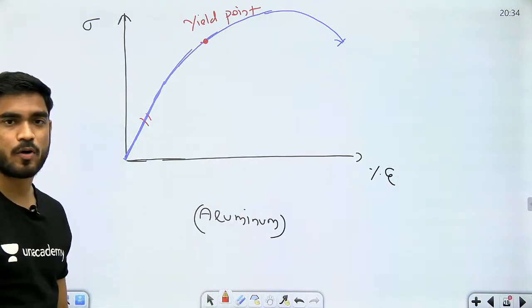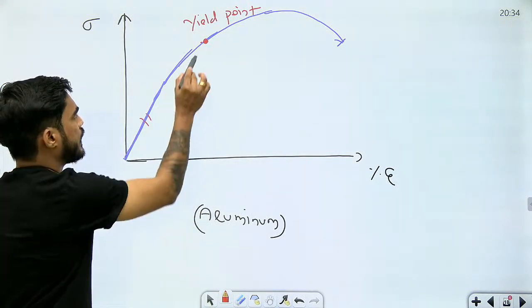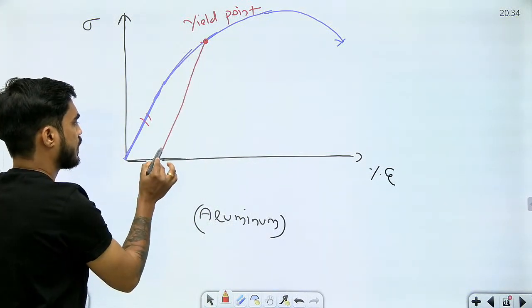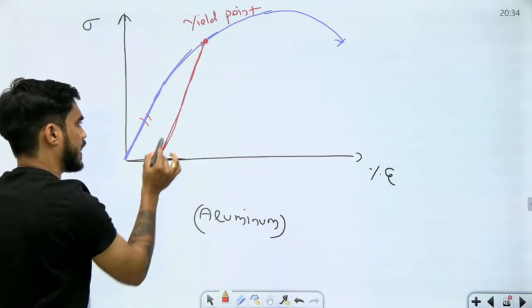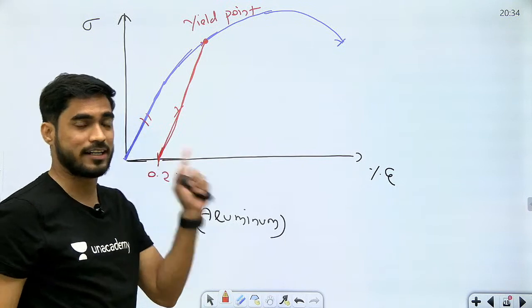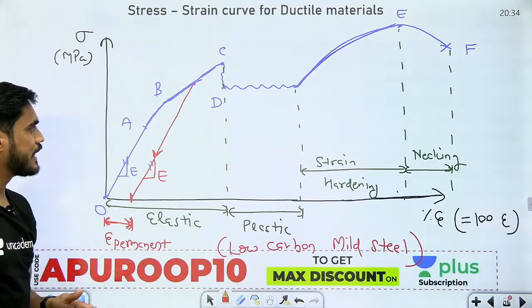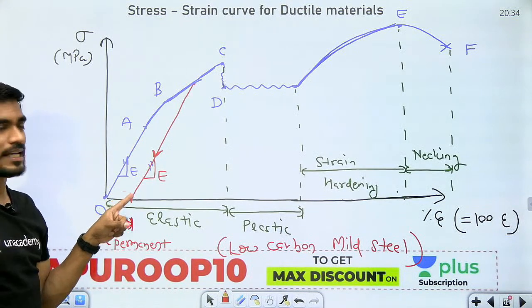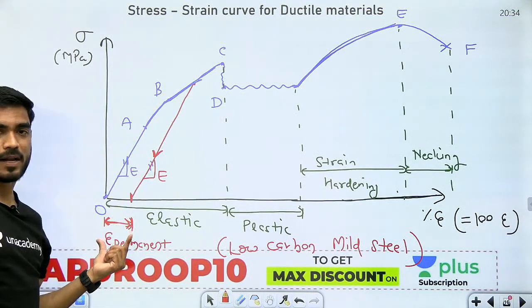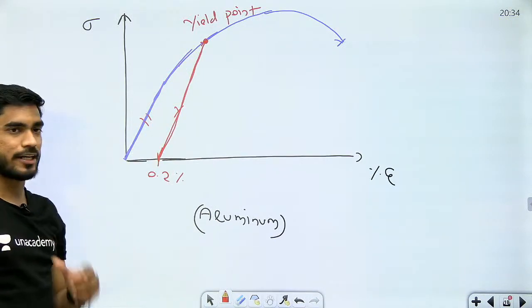Let's say this is the yield point. So beta, if I draw the unloading curve from here, then it should meet at this point, 0.2%, because there is a 0.2% permanent strain at yield point. मैंने आपको बताया था यहाँ पे that if I unload the curve, then it meets at epsilon permanent. So if I unload the curve from yield, then it meets at 0.2%.